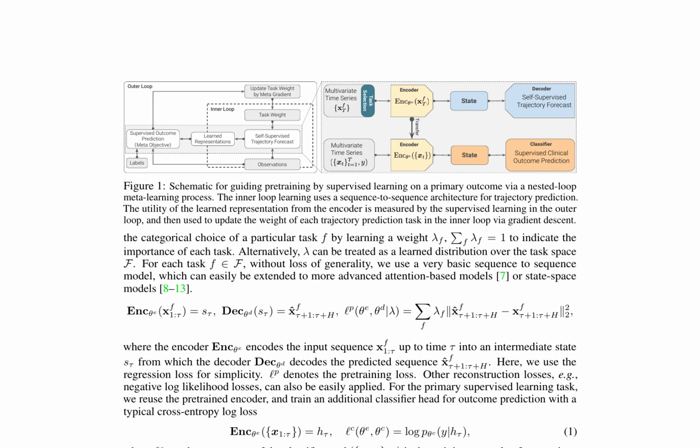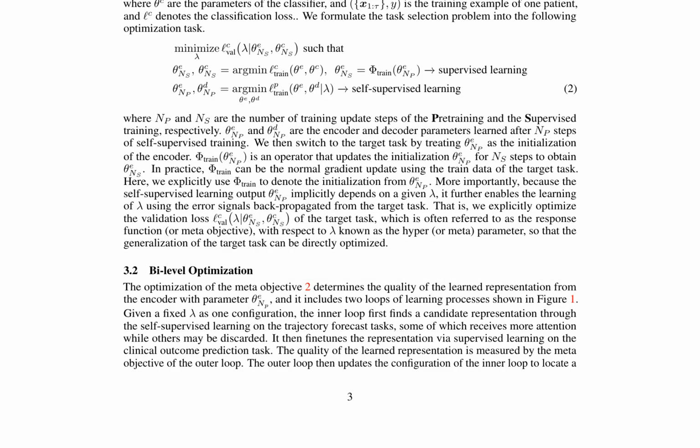The task selection problem is formulated as an optimization task, where the goal is to minimize the validation loss LC val with respect to lambda, subject to the constraint that the encoder and classifier parameters are obtained by minimizing the training loss LC train. The optimization process involves two loops of learning. The inner loop updates the encoder and decoder parameters via self-supervised learning, while the outer loop updates the weight lambda via gradient descent. The self-supervised learning output theta ENC implicitly depends on lambda, enabling the learning of lambda using the error signals backpropagated from the target task.